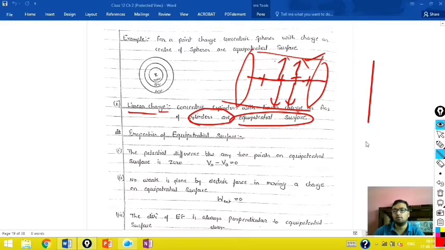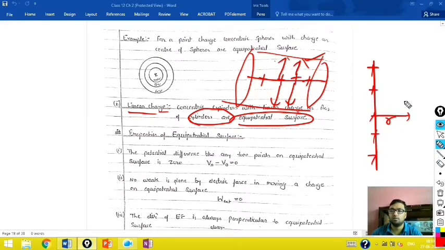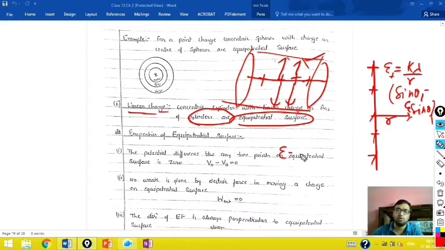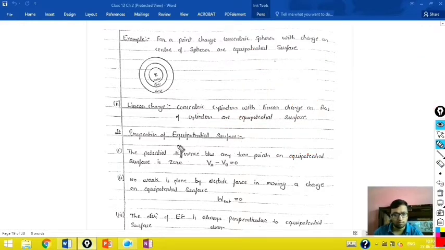If you have a linear charge, in that case your charge is given on this rod, and at any distance from this rod your electric field is given by the formula E perpendicular equals k lambda by r times (sine theta 1 minus sine theta 2). These are the formulas, and for an infinite rod you know the value comes out to be 2k lambda by r. All these things have been explained in the first chapter. So now let us move to the next thing.